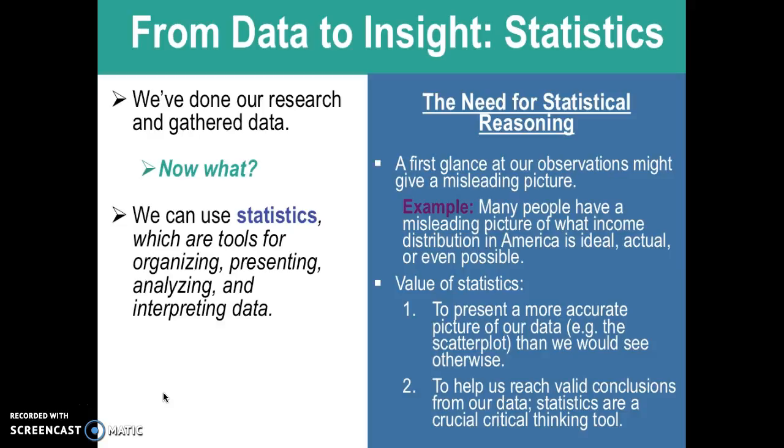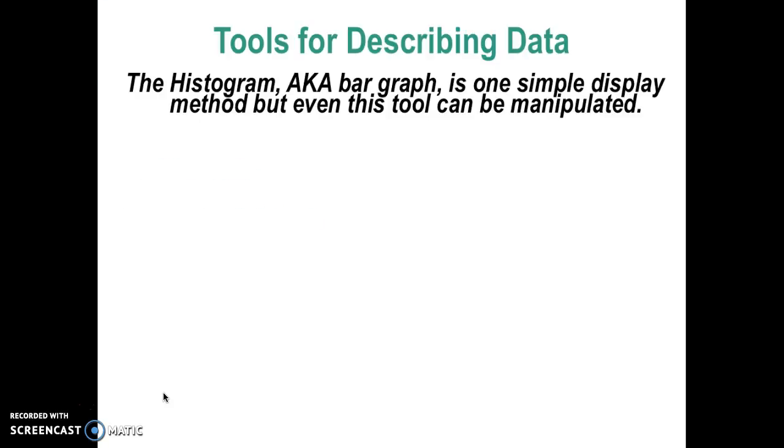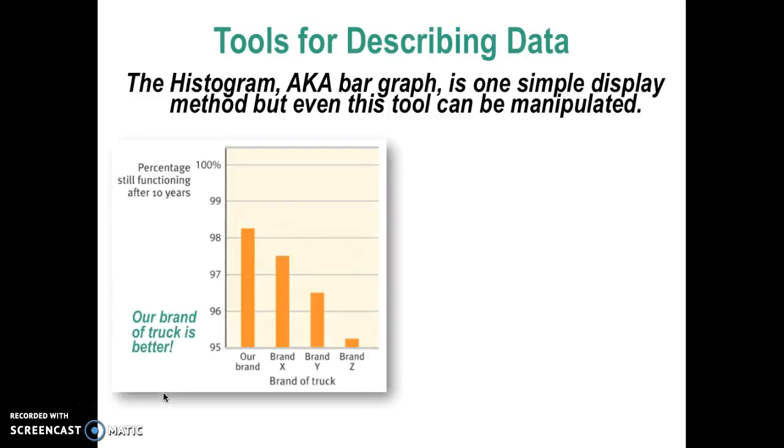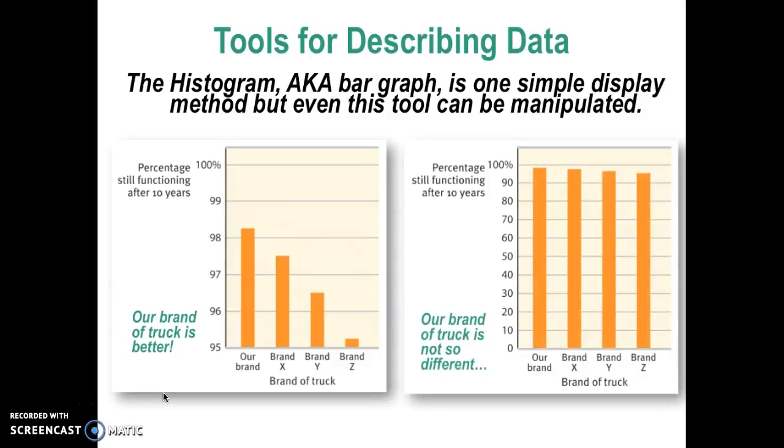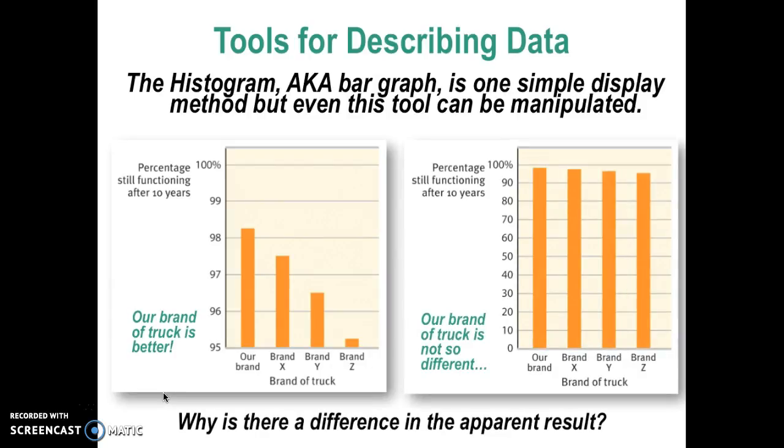Okay, so there are many tools for describing our data. One of those is a histogram. A histogram is simply a bar graph. So when you see the word histogram, I want you just to remember it's just a bar graph. Super duper easy. It's a simple way to display the data. However, I have to tell you that this data tool can be manipulated.